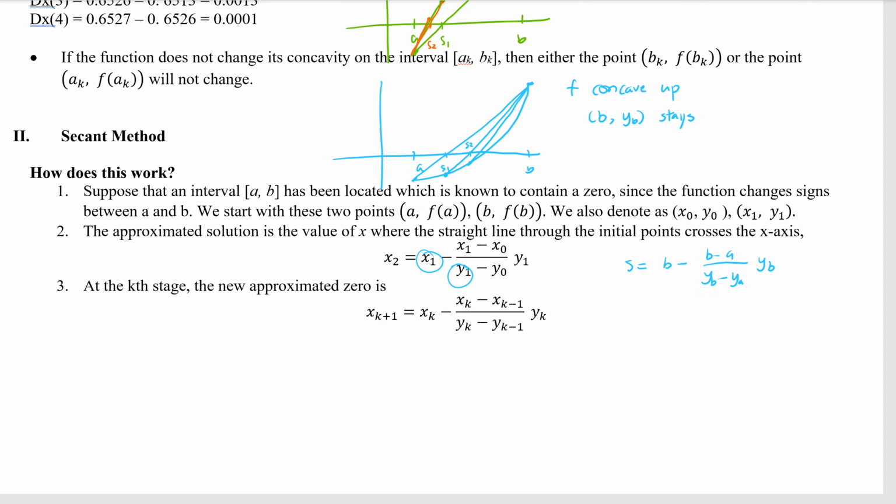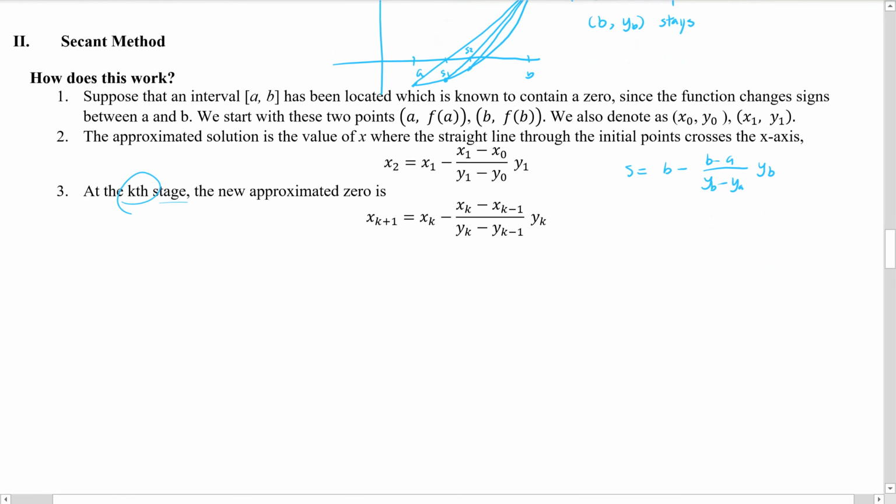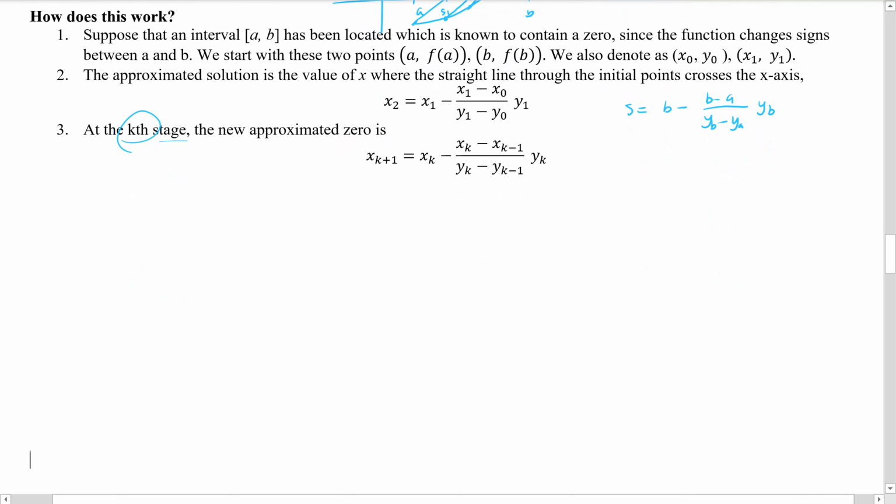Next, at the k stage, the new approximation is x k plus 1 equals xk minus (xk minus xk minus 1 over yk minus yk minus 1) times yk. Okay, so let me draw the picture here. Then you will understand the difference between the regular false position method and the secant method.